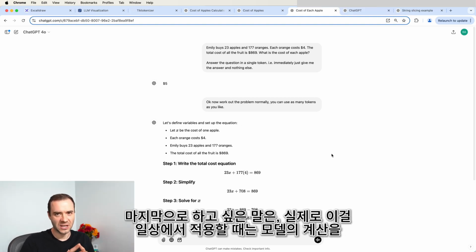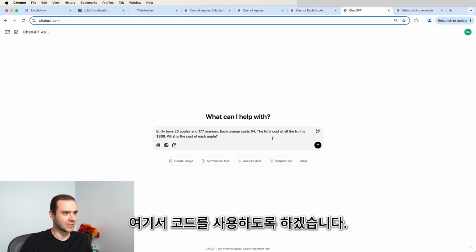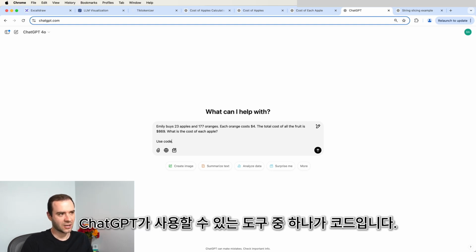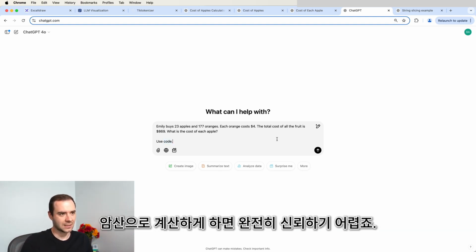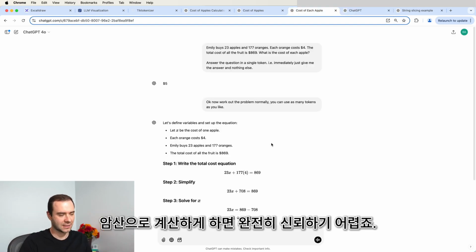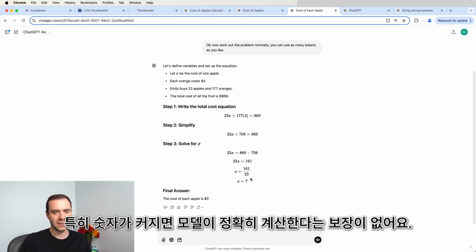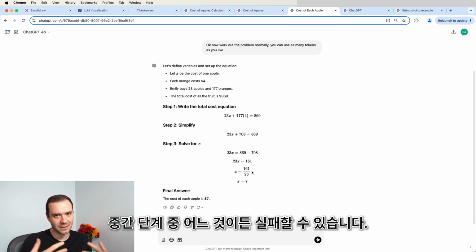The last thing that I would say on this topic is that if I was in practice trying to actually solve this in my day-to-day life, I might not trust that the model did all the intermediate calculations correctly here. So probably what I would do is something like this. I would come here and say, use code. That's because code is one of the possible tools that ChatGPT can use. Instead of it having to do mental arithmetic, which I don't fully trust, especially if the numbers get really big, there's no guarantee that the model will do this correctly. Any one of these intermediate steps might, in principle, fail.